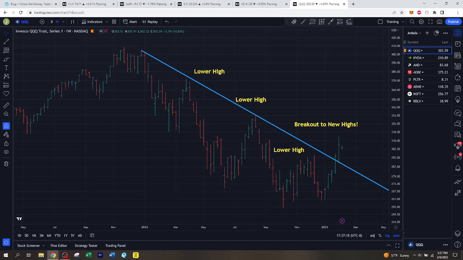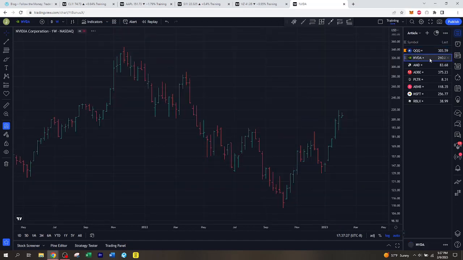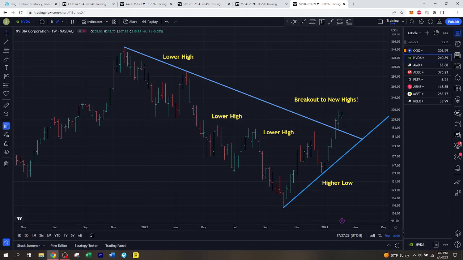So with the Qs, the technology growth stock benchmark, entering a new trend, how do the stocks that make up the Qs compare to that? Let's go look at a chart of NVIDIA. NVIDIA's chart should look almost identical to the chart of the Qs.